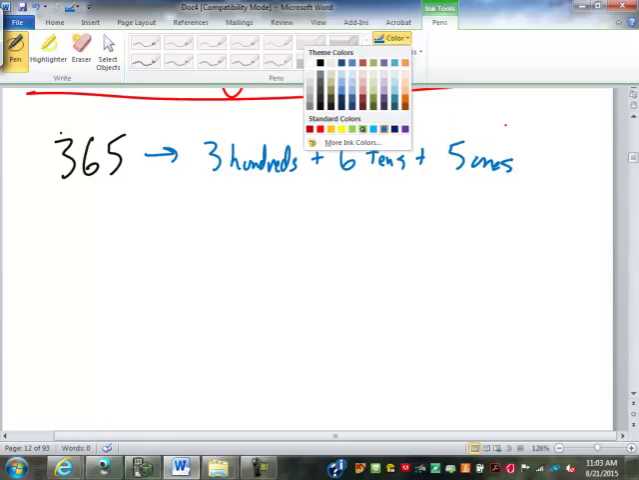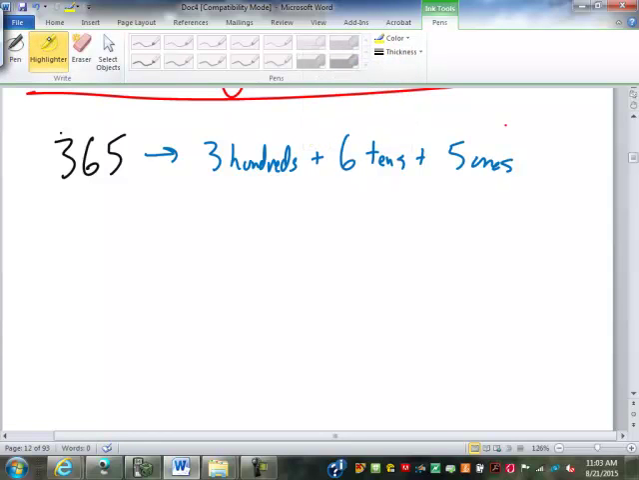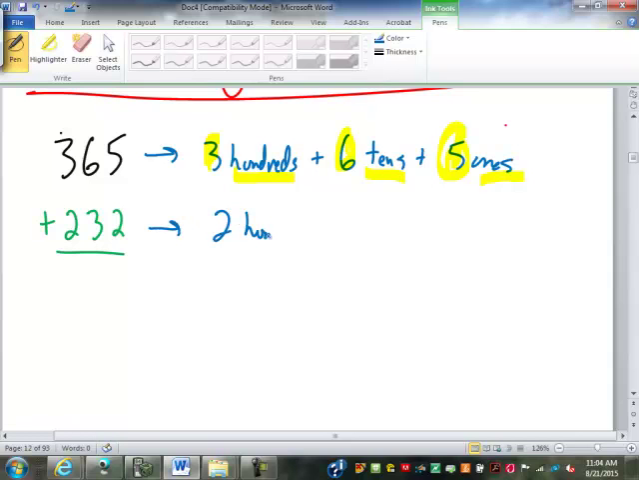And when we write it out that way, we can see that not only does the number have a count in the name, every digit has a count and a name. This is 6 tens, 5 ones, 3 hundreds. So let's add this to something. Let's add this to 232. We'll write that one out in long form as well. 2 hundreds plus 3 tens and 2 ones.